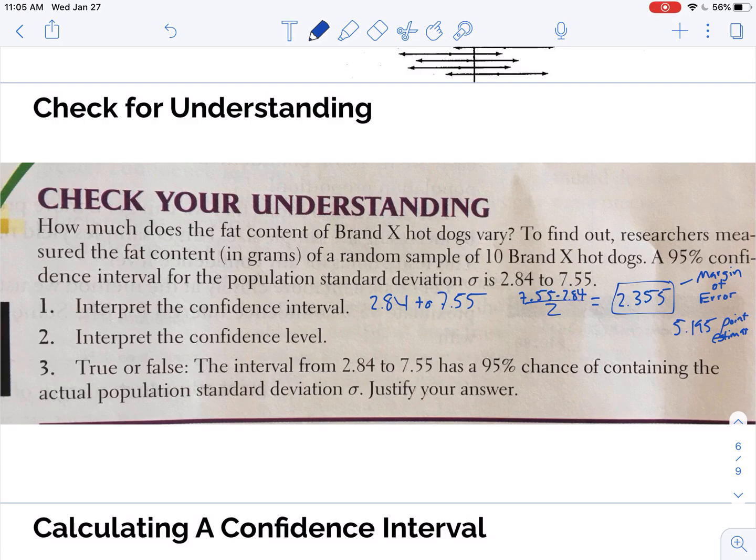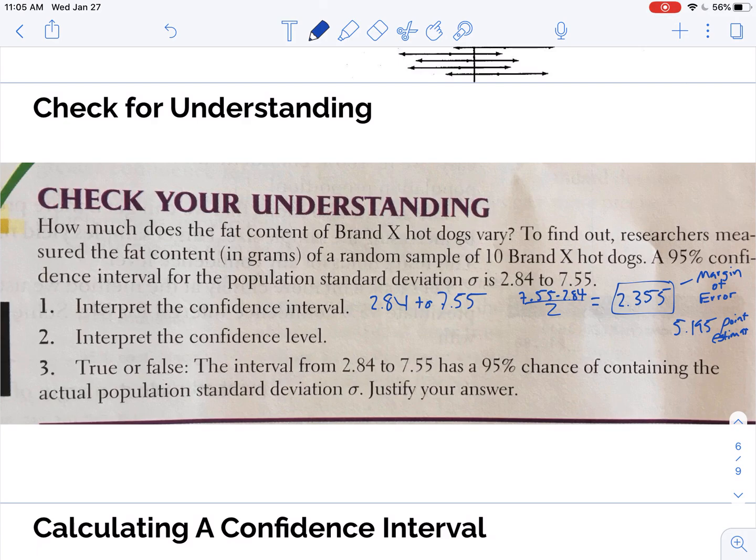True or false: the interval from 2.84 to 7.55 has a 95% chance of containing the actual population standard deviation. So we're looking at standard deviation here, not mean. No, it's not a 95% chance. Either the standard deviation is between 2.84 and 7.55, or it's not. I'm not going to call it 50-50, but we either have that standard deviation or we don't. That's all there is to it.